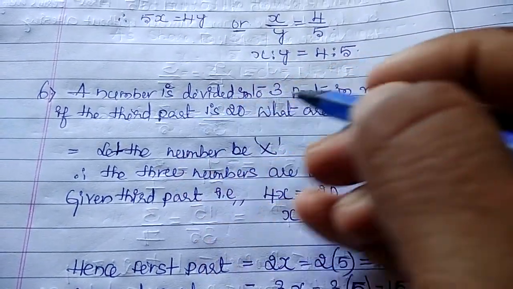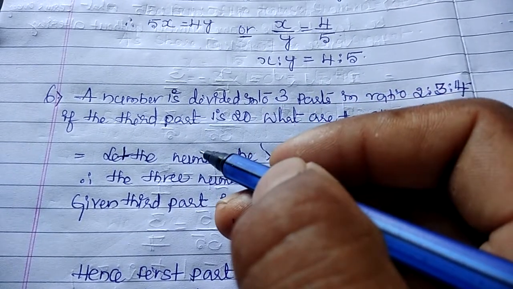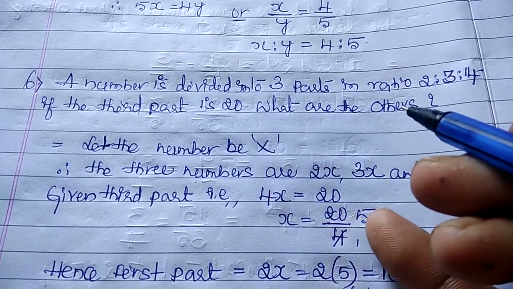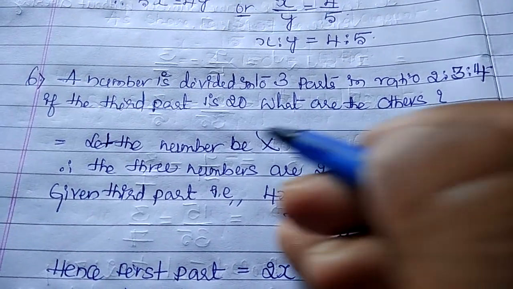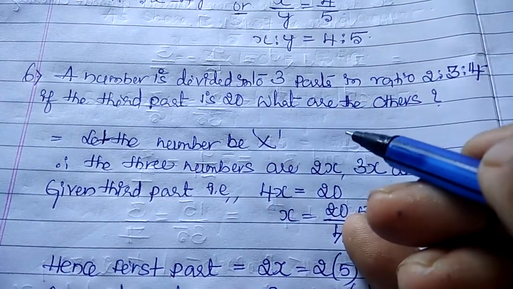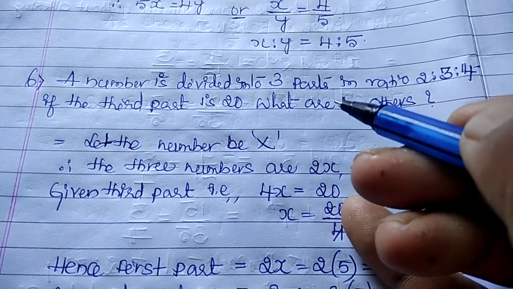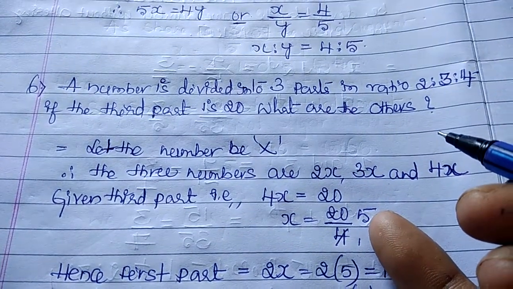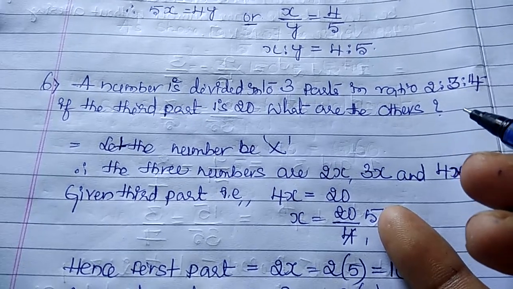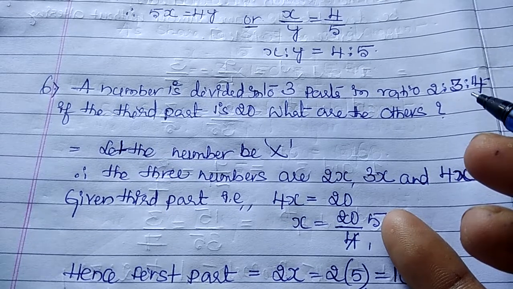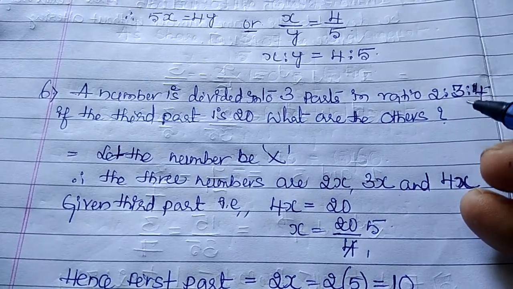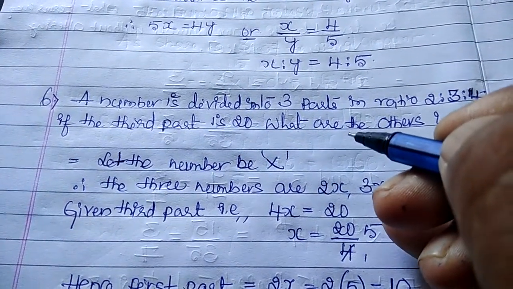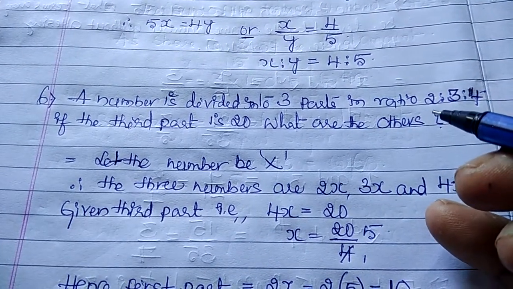Another problem, I am taking another problem. A number is divided into 3 parts in the ratio 2 is to 3 is to 4. So if the third part is 20, what are the others? Here the number is divided into 3 parts, and we have to divide it in the ratio 2 is to 3 is to 4.